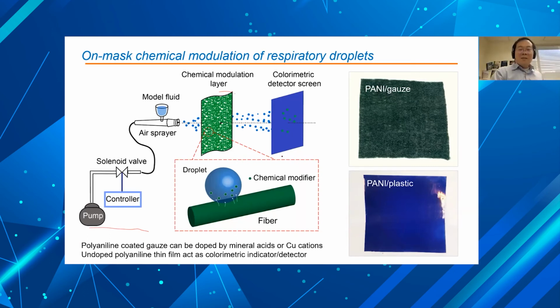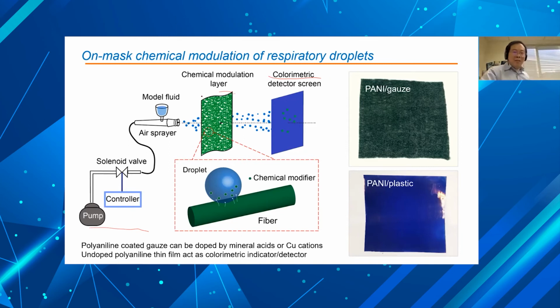And when they land on a detector screen, we're thinking that if we have a colorimetric detector screen that will change color when the droplet is modified, then maybe we can just count them, okay? So that's, again, easy to think about, but practically turns out to be quite challenging to do.